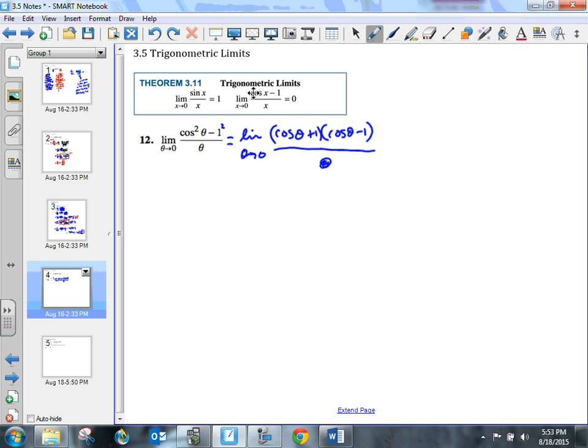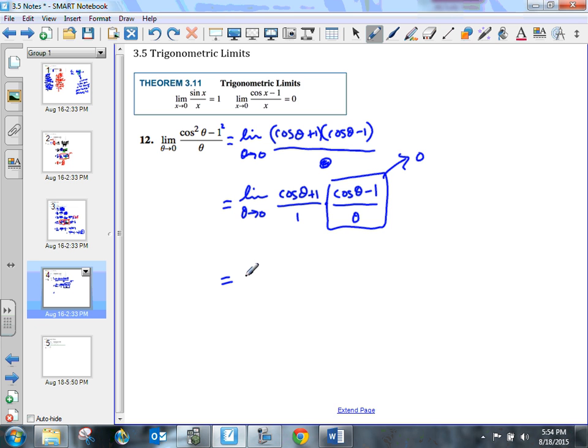Now, what I see is that I've got cosine of theta minus 1, and then there's a theta down here. Let's take a look. I'm going to rewrite this. I'm going to split this up. So I've got the limit as theta approaches 0 of cosine of theta plus 1 over 1 times cosine of theta minus 1 over theta. All I did was take one fraction and split it into the product of two fractions. Okay, I can do that. I can rewrite this because now this is of the form of this. And if I know that this limit goes to 0, then the whole thing goes to 0, okay? That's pretty simple. So if you can manipulate this and get it to something that looks like this, then you can just go ahead and evaluate, okay?